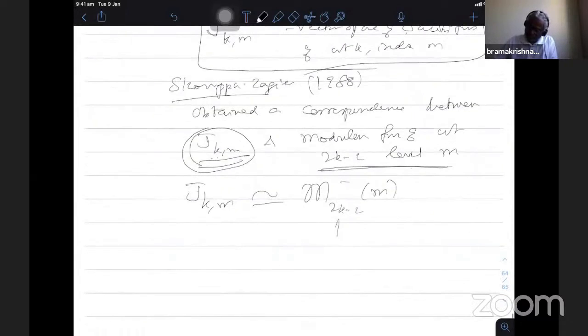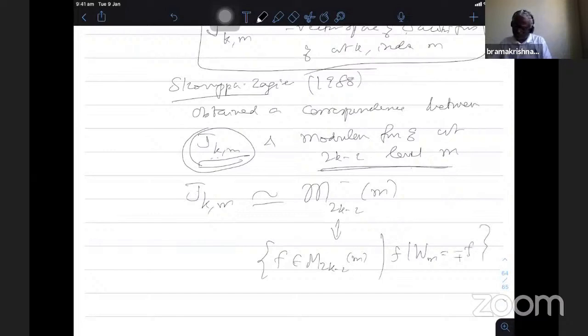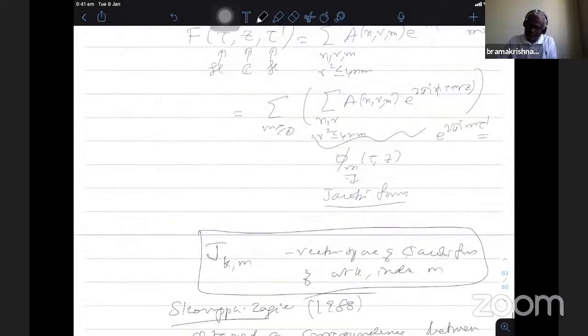This is the set of all f belonging to M_{2k-2}(m) such that f slash W_m is, I think, minus f. It is either minus or plus; I am not sure about that. Take one of the eigenvalues of the W operator. Here it is the Fricke involution, because the level is exactly m. The Fricke involution has two eigenvalues, plus and minus. One of the eigenspaces is mapped isomorphically onto that. The construction is exactly the same, and the Shimura map is exactly the same.